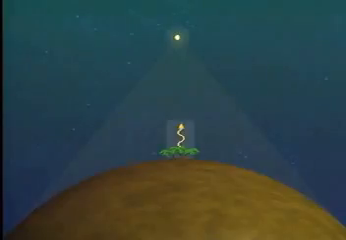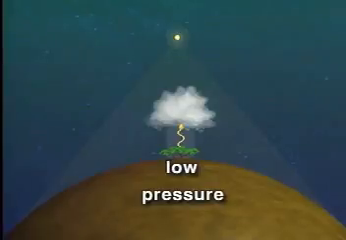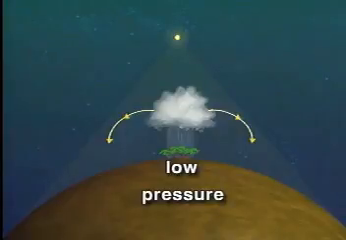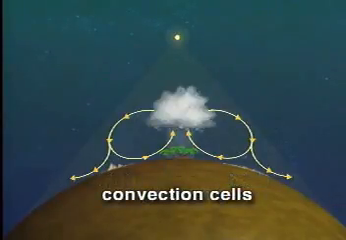Warm air at the equator rises, creating an area of low pressure. As it rises, this warm air cools, and then cool air sinks. So farther north, that cool air must come back down. Yes, and where it comes down, it makes an area of high pressure. These are desert regions. This constant movement of air between low and high pressure regions causes global convection cells.